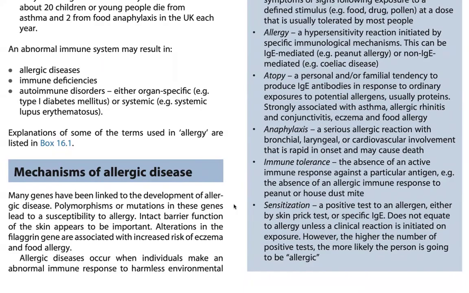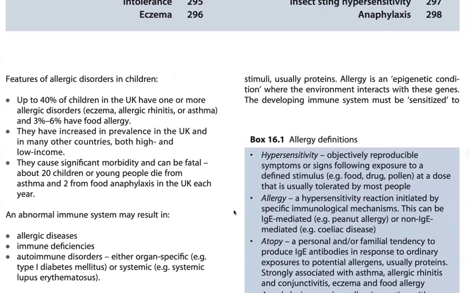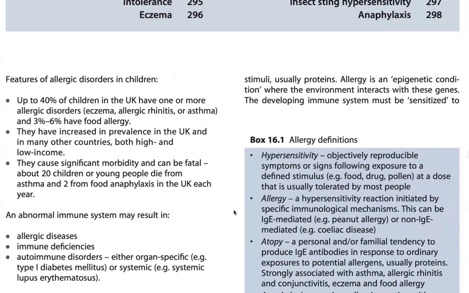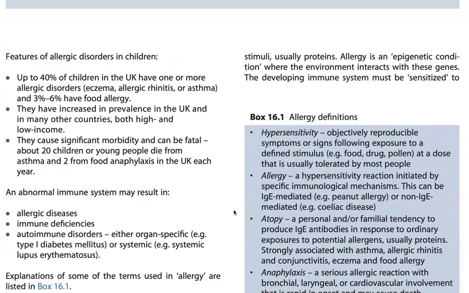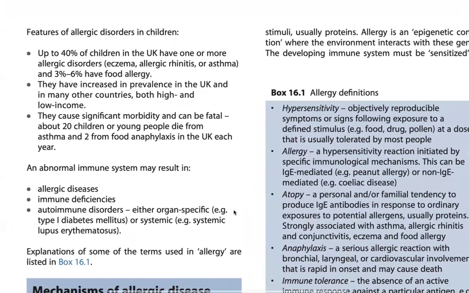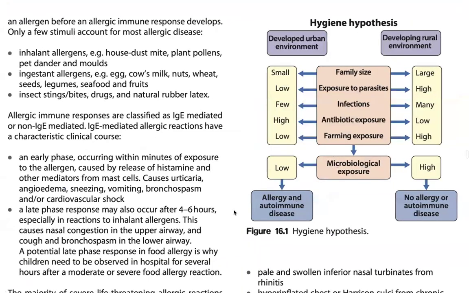Alterations in the filaggrin gene are associated with increased risk of eczema and food allergy. Allergic diseases occur when individuals make an abnormal immune response to harmless environmental stimuli, usually proteins, and allergies are an epigenetic condition where the environment interacts with these genes. The developing immune system must be sensitized to an allergen before an allergic immune response develops. Only a few stimuli account for most allergic diseases.